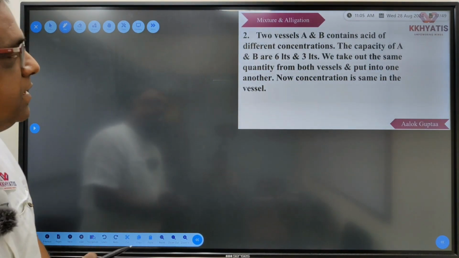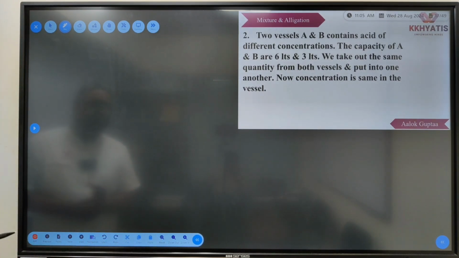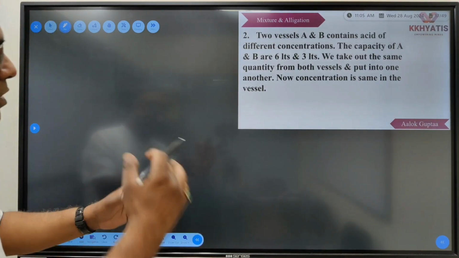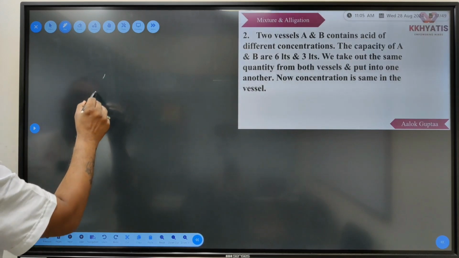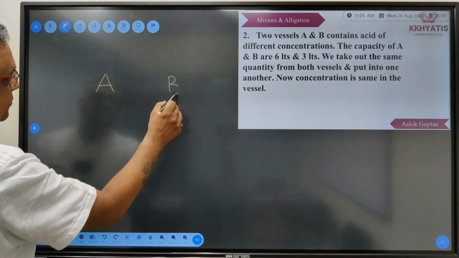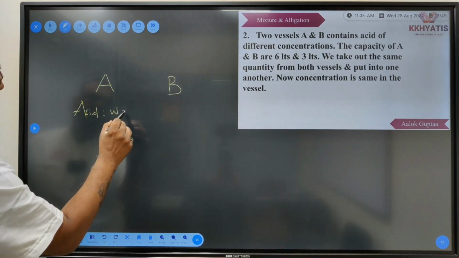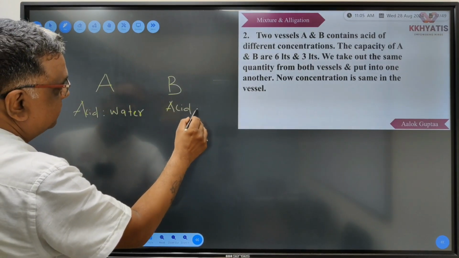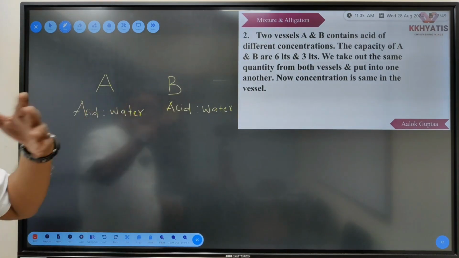2 vessels A and B contain acid of different concentrations. The capacity of A and B are 6 and 3. We take out the same quantity from both vessels and put into one another. Now the concentration is the same in the vessels. So this kind of sum is a very good sum. A and B, they both have acid and water, and the concentration of both is different. We are not being given what the concentration is in each.